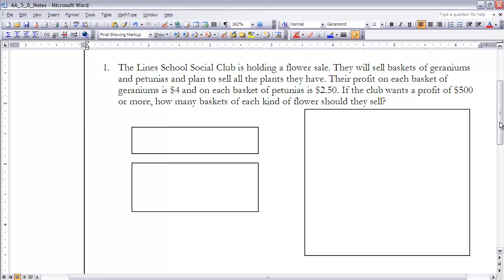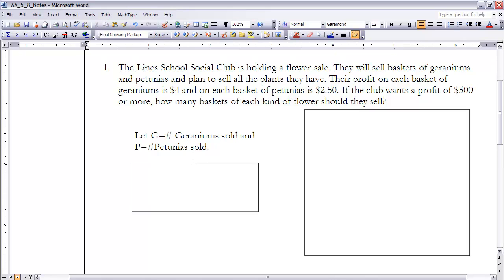Well, the first thing I want to do is think about what I'm trying to figure out. I'm trying to find out how many baskets of geraniums and how many baskets of petunias the social club can sell. But the first thing I need to do is assign variables for the things I'm trying to solve. So let's let G equal the number of geraniums sold and P equal the number of petunias sold.